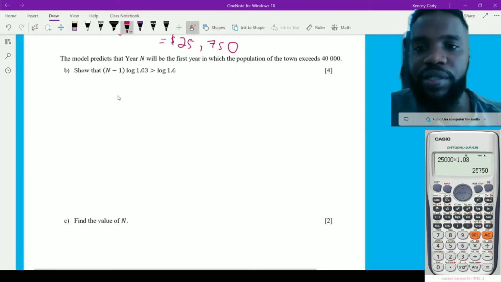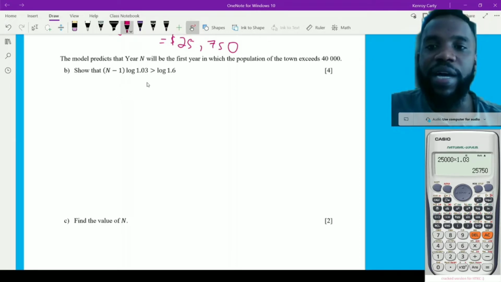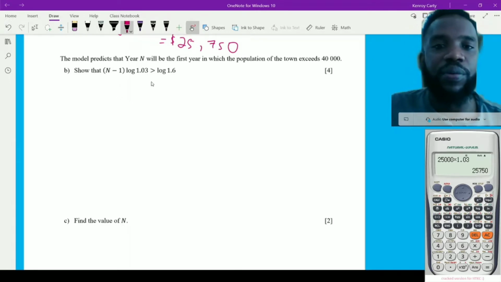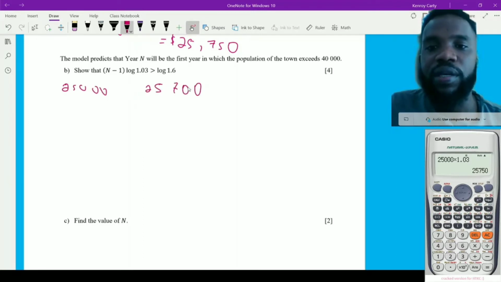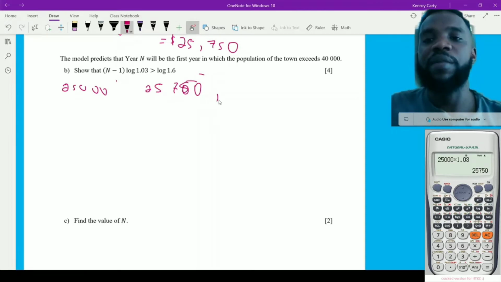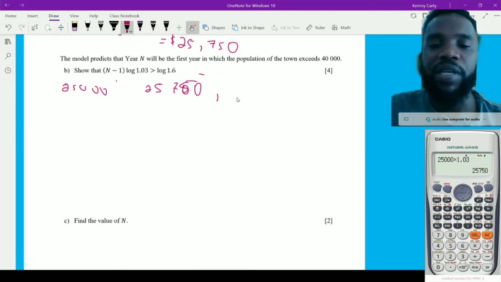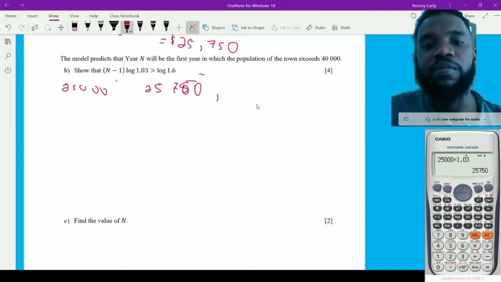Clearly what's happening here is that I'm constantly going to be increasing by 3% each year. So I'm always going to be multiplying by 1.03 to keep it going to get the next value. So you have the first value, which is 25,000. You have a second value, which is 25,750. So first, second, to get the third year, this is now my 100%. So I'm going to have to multiply it by 1.03 to get the population in the third year. And you keep on multiplying.